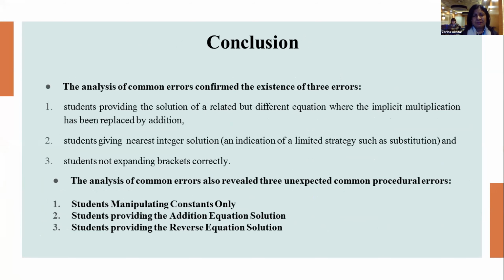Conclusion. The analysis of common errors confirmed the existence of three errors which we have found in the literature: students providing the solution of related but different equations where the implicit multiplication has been replaced by addition, students giving the nearest integer solution as an indication of a limited strategy such as substitution, and students not expanding brackets correctly. The analysis of common errors also revealed three unexpected common procedural errors: students manipulating constants only, students providing the addition equation solutions, and students providing the reverse equation solutions.